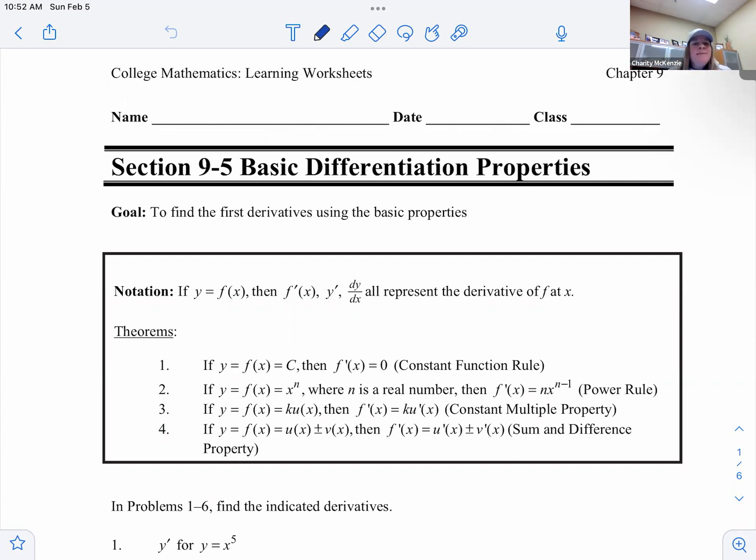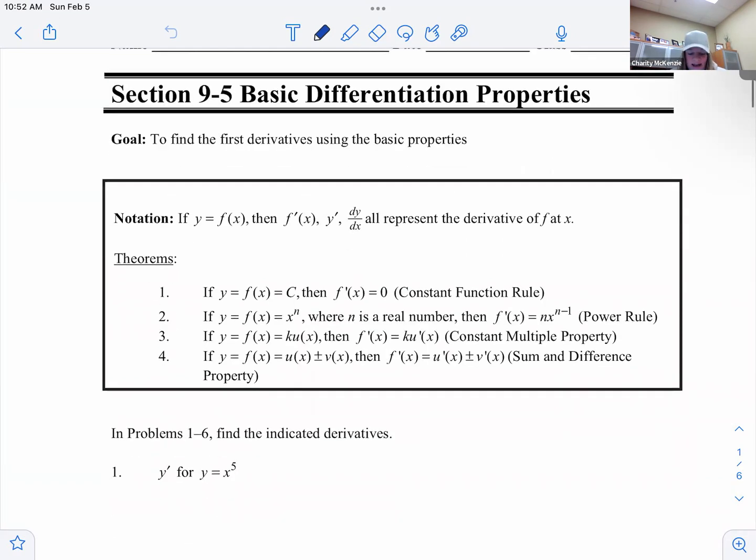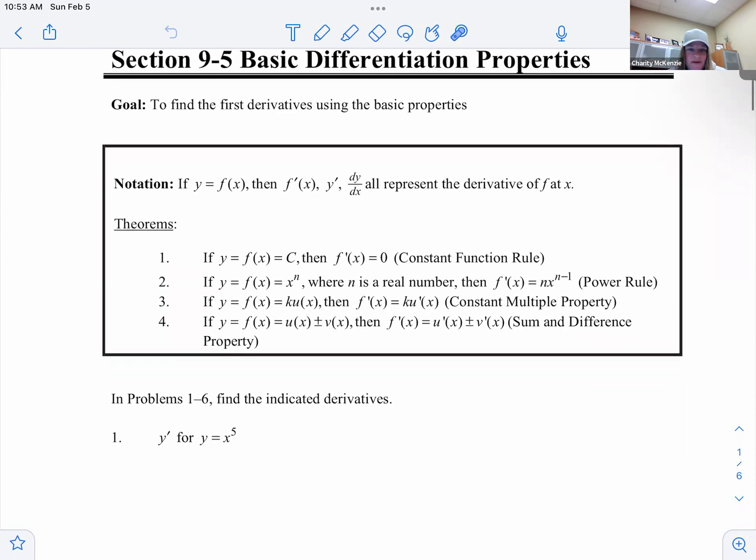All right, here is the top of section 9.5. A couple of things: the derivative symbol can be a little different. We can do the little prime, y prime, so function notation, or we can do dy/dx, change in y over change in x. All of those are acceptable derivative notation. And then it gives us our theorems here.